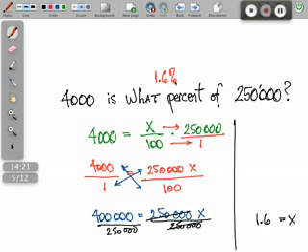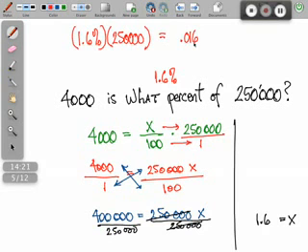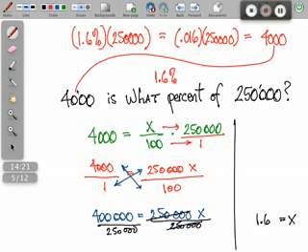So in other words, if I took 1.6% of 250,000, which is the same as 0.016, that 1.6%, times my 250,000, I'll do that on the calculator. I should get 4,000, and I do, and that's simply a check. That's 4,000, and it matches with my other 4,000.